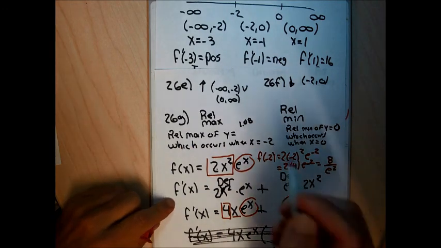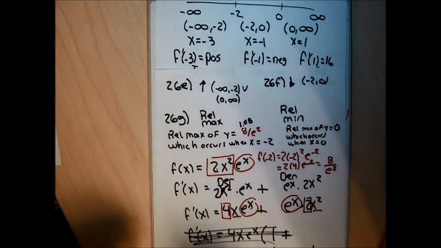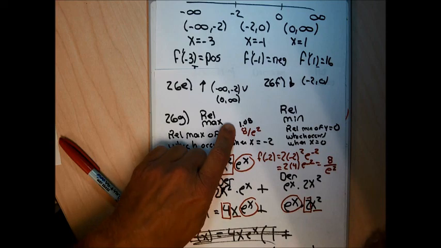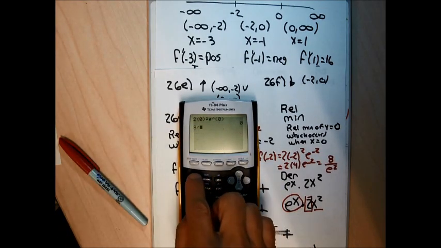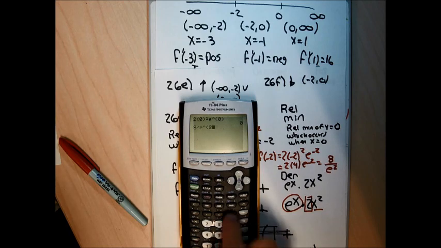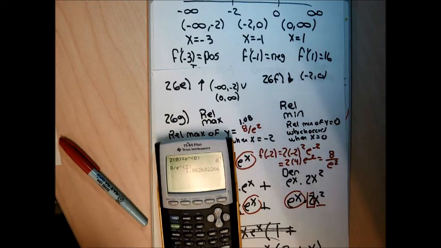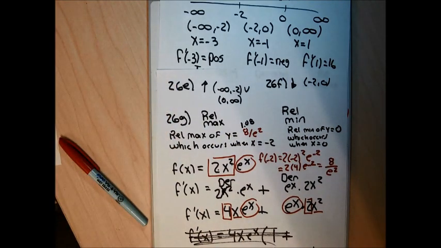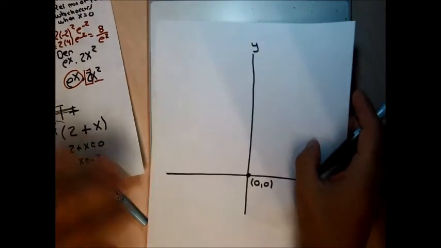So there's a relative maximum of 8 over e squared, which occurs when x equals negative 2. I should make sure 8 over e squared equals 1.08 by going to my main screen and doing 8 divided by second ln e squared. And it better be that 1.08, which it is. So I have all this information for the increasing and decreasing, the maximums and minimums. I'm skipping the concavity because it's a bit ridiculous.